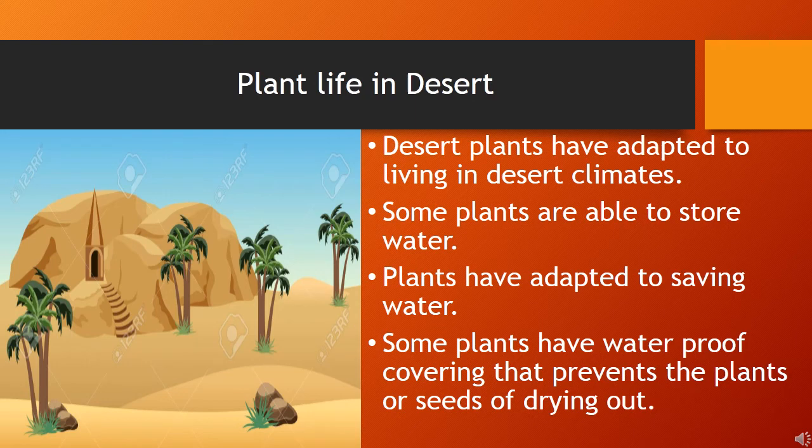Children, now let us talk about the plant life in the desert. Desert plants have adapted to living in desert climates. Some plants are able to store water. Plants have adapted to saving water. Some plants have a waterproof covering that prevents the plants or seeds from drying out.